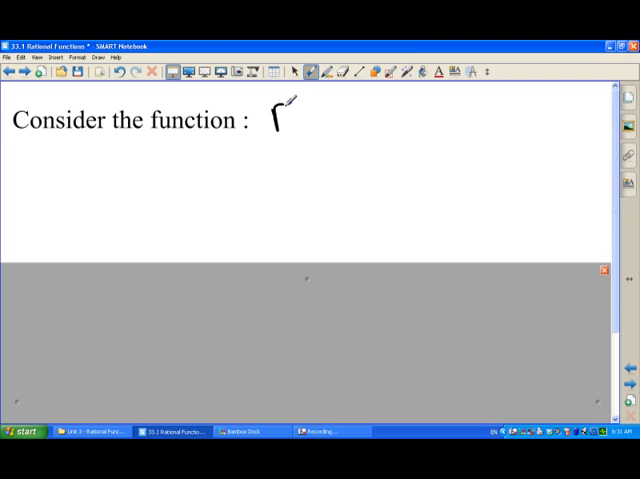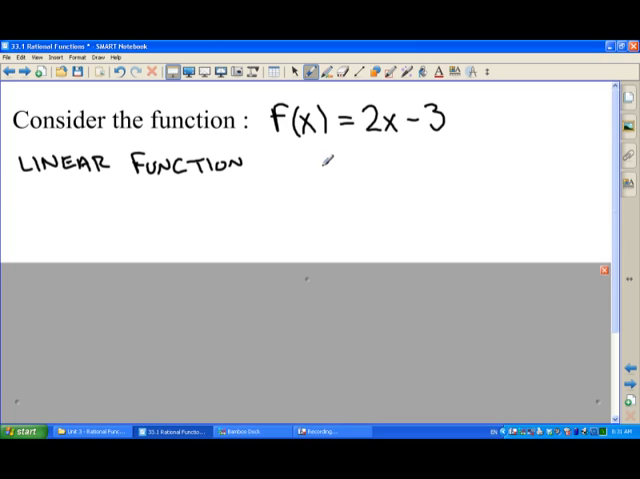But first, we want to take a look at the function 2x minus 3. This is a linear function. If we graphed it, we would get a straight line. We know this is a linear function because it's of the form y equals mx plus b. So we could tell just by looking at this function that the slope of the function is 2 and the y-intercept of the function is negative 3.